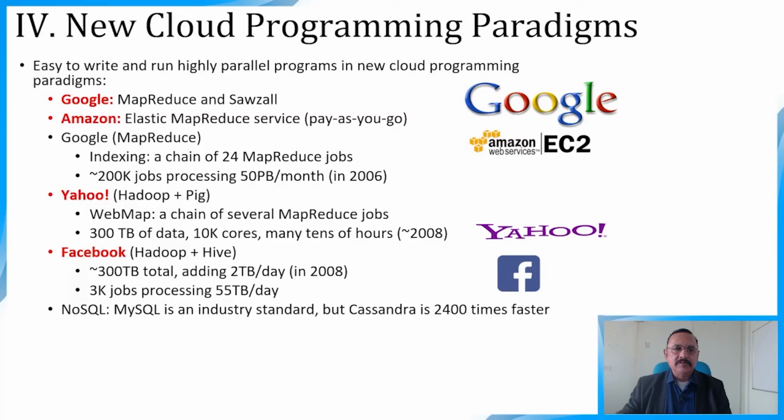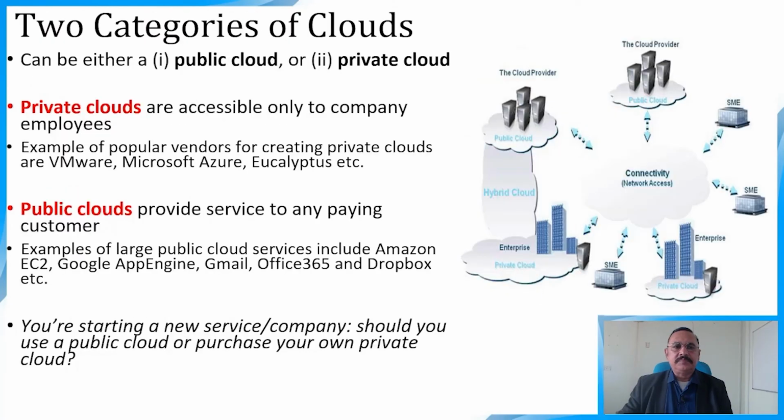Now, Google MapReduce provides indexing as a chain of 24 MapReduce jobs, with around 200,000 jobs processed at 50 petabytes per month in 2006. Yahoo has Hadoop and Pig together. Facebook has Hadoop and Hive, and NoSQL, where MySQL is an industry standard. But Cassandra, you can see, provides 2,400 times faster performance using this new cloud programming paradigm.